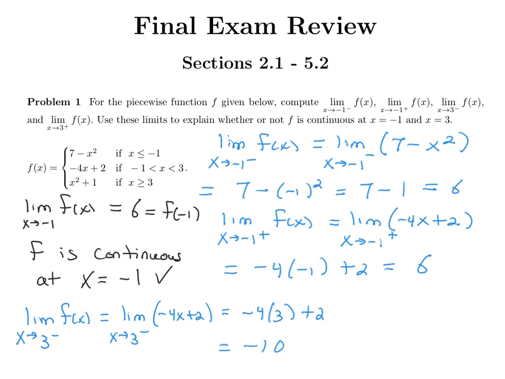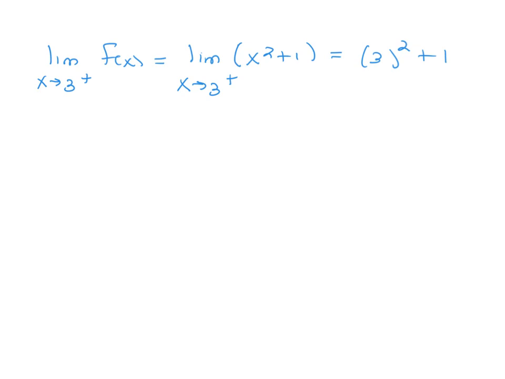So here we approached 3 from the left using this portion of the piecewise function, and we got -10 as our limit. I'm going to open up a new slide and do a similar computation, but as we approach 3 from the right. The limit as x approaches 3 from the right of the function f of x, if you look back at the way the function is defined, if we're to the right of 3, f was defined to be x squared plus 1. X squared plus 1 itself is continuous, so we can put 3 in place of x. We get 3 squared is 9 plus 1 is 10.